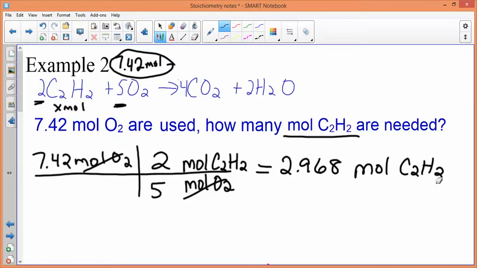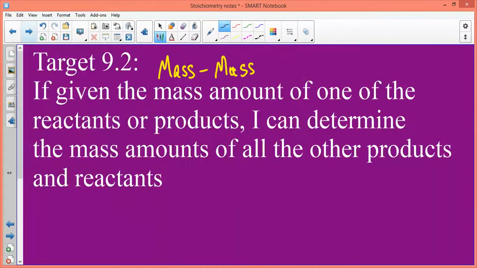Moving on, this step right here is the mole ratio, and the mole ratio is included in every stoichiometry problem. It's the simplest kind of problem when you're given moles and asked to find moles, but unfortunately in lab we don't really measure out moles. Instead we measure out grams. So we'll need to know how many grams to start with in order to end up with the desired number of grams in our product. Those kind of problems are called mass-to-mass problems, which brings us to target 9.2.